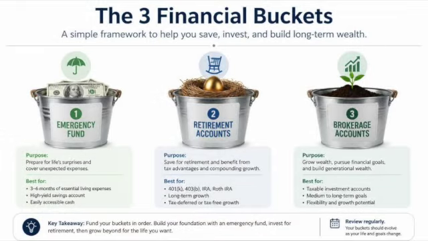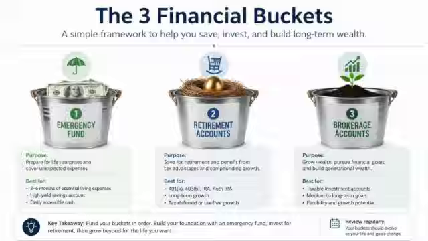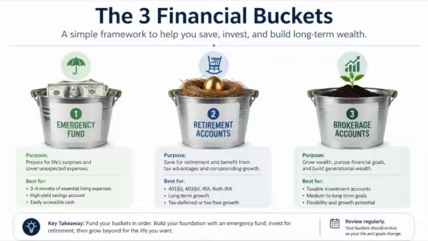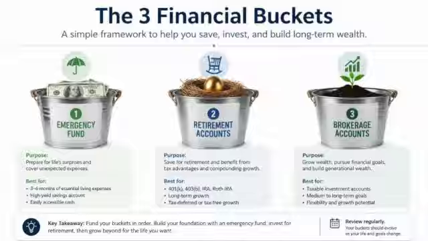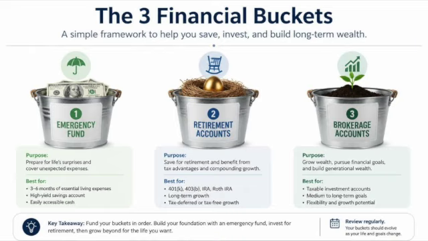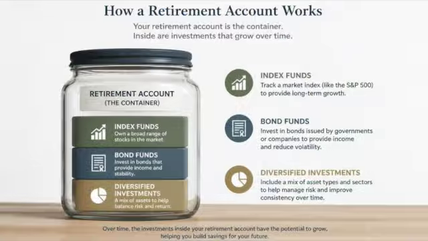Before discussing retirement accounts specifically, let's revisit a framework that we'll use throughout this investing series. Most long-term financial planning can be thought of as three buckets. Bucket 1 is your emergency fund. This is money intended for unexpected expenses and short-term financial stability. Bucket 2 is retirement accounts. These are long-term investment accounts that often receive special tax treatment. Bucket 3 is brokerage accounts. These are flexible investment accounts that can be used for goals outside of retirement. Today, we're focusing on Bucket 2, retirement accounts.